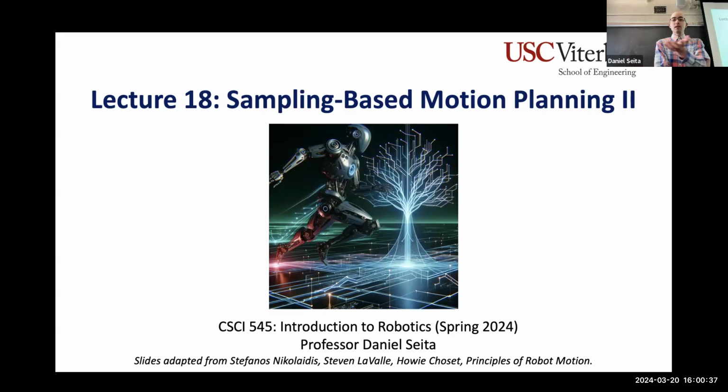So, yep, welcome everyone to lecture number 18 of CS 545, the introduction to robotics. And today we will be talking about sampling-based motion planning. The second lecture on that topic. So we had the first one on Monday, if you remember, although I used a different AI generated image for that. So today we have a newer image, which I think looks cooler.